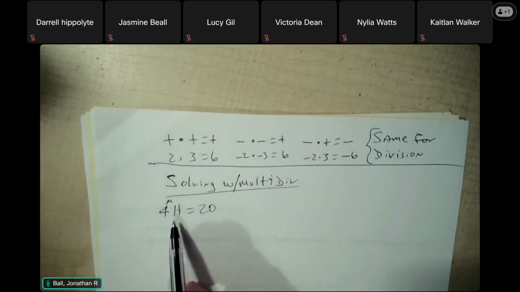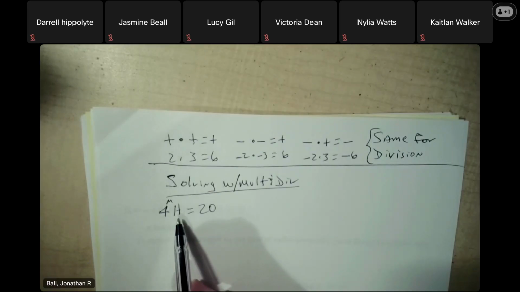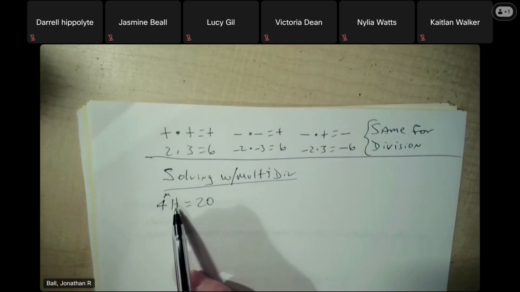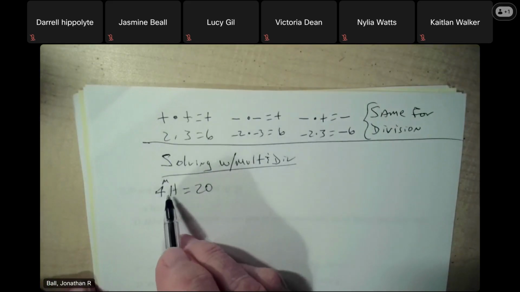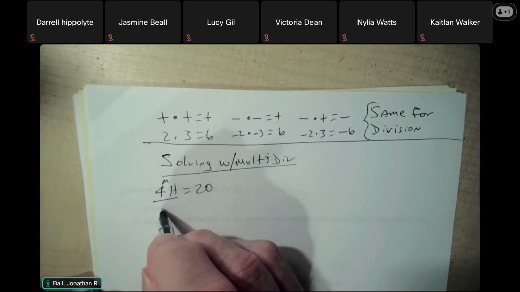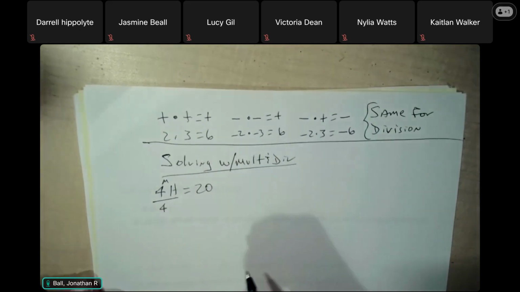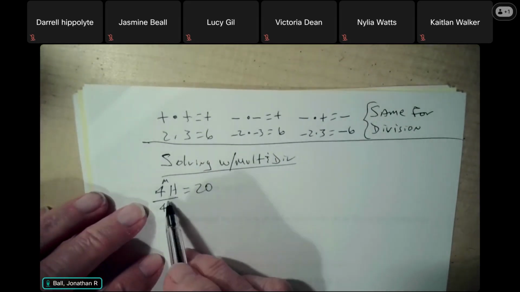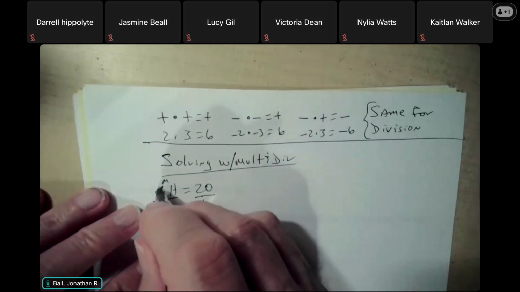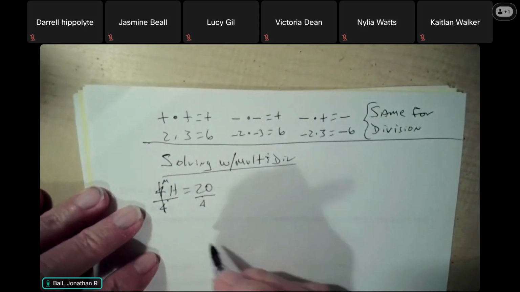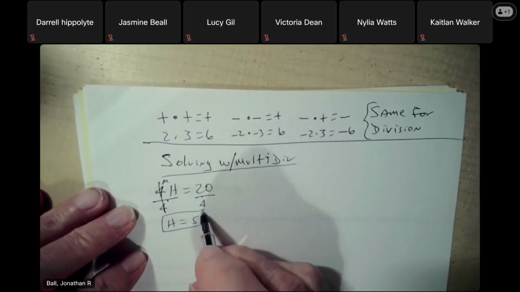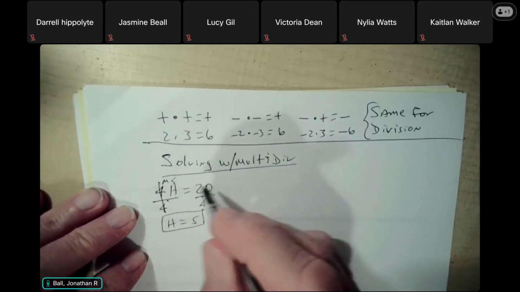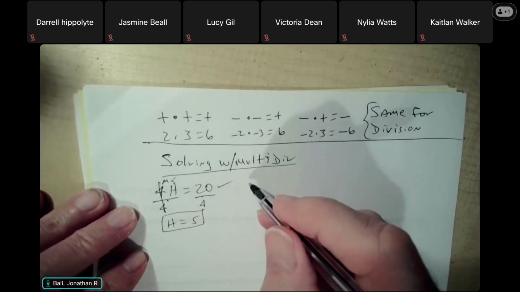Now, how do we undo multiplication? Just do the exact opposite. To undo multiply, we divide. Divide by 4. Remember, the fraction bar also means divided by. And whatever you do to one side, you have to do to the other. 4 divided by 4 is 1, so 1h, or just h, equals 5. If you're not sure, plug it back in. 4 times 5 is 20, so we are correct.